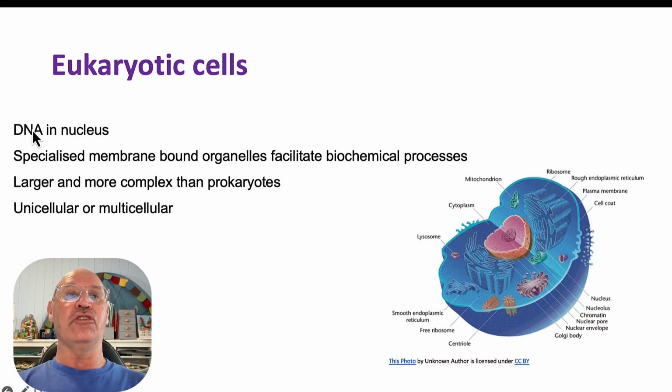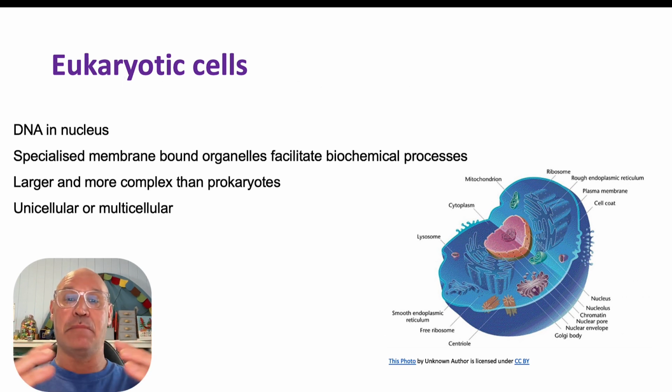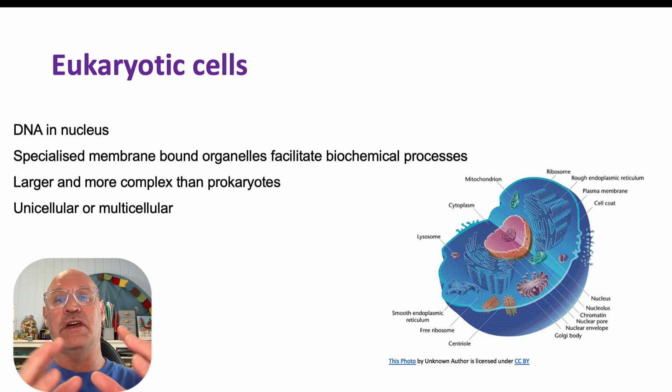Now, eukaryote, eu means true, so we've got a true nucleus. So eukaryotic cells are much larger and more complex compared with the prokaryotes. So we're talking about all of the other kingdoms. So we've got the protists, the plants, animals, and the fungi are eukaryotic cells. They can be unicellular like the protists, or they can be multicellular like plants and animals.